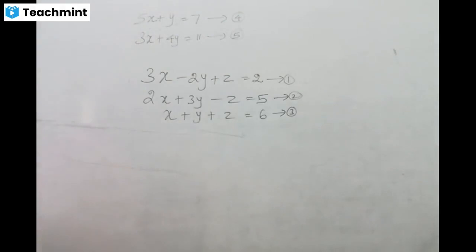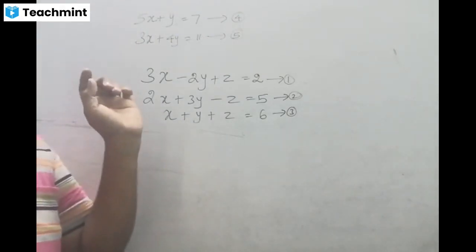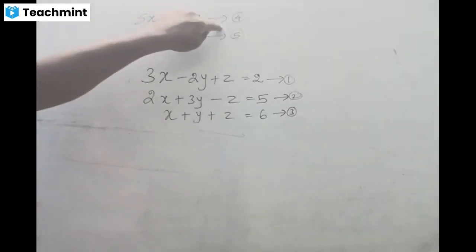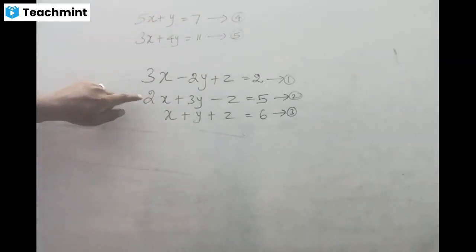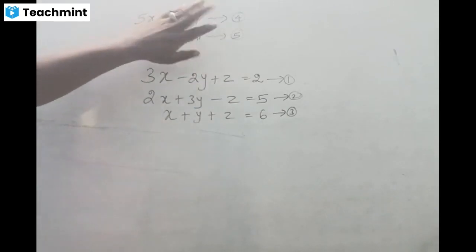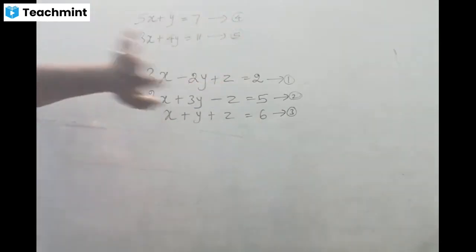Okay, now please turn off your mic. By solving equations 1 and 2, we get equation 4, as per the procedure we discussed earlier. By solving equations 2 and 3, we get equation 5. Both equations contain only two variables, x and y. No z is there.